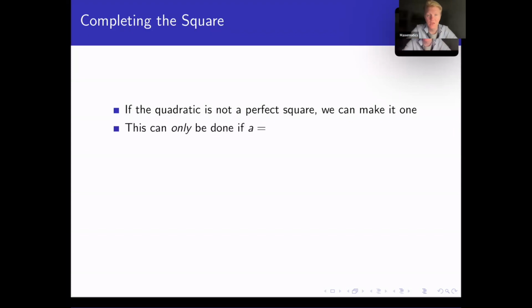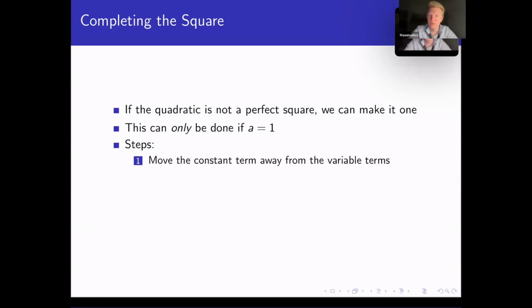So let's do that. This can only be done if a equals 1. So ax squared plus bx plus c equals 0. We need to make sure that a equals 1. Because if a doesn't equal 1, it's a little bit more difficult to try and picture. So just be careful for that.